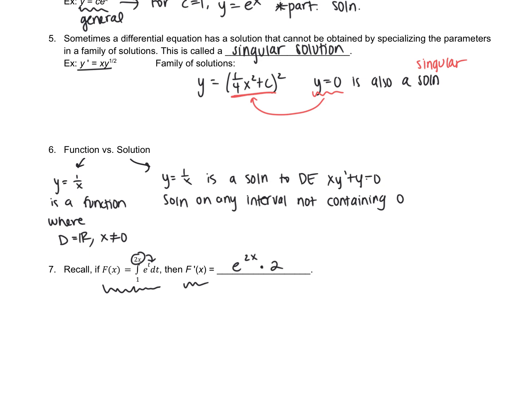Okay, thank you for sticking with me through this background. What we're going to be looking at next class is some more background: what our solution is going to look like. We're going to look at what's called an initial value problem, and then we'll get into some models after that. See you next time.